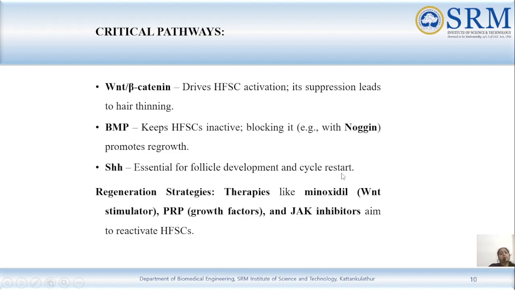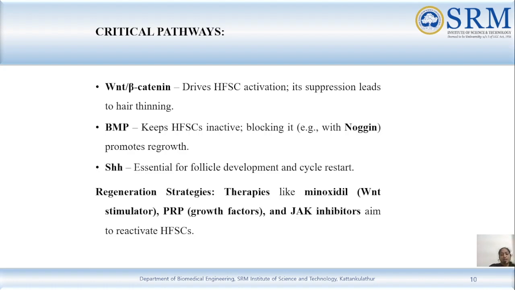So you can also look at regenerative strategies by addressing these pathways and help to promote hair regeneration. So therapies like minoxidil, which is a Wnt stimulator, can help to regenerate the hair growth. PRP, platelet-rich plasma, is very rich in growth factors, and this can be used for therapy too. And the growth factors that are present in the enriched plasma will basically help in the hair regeneration.